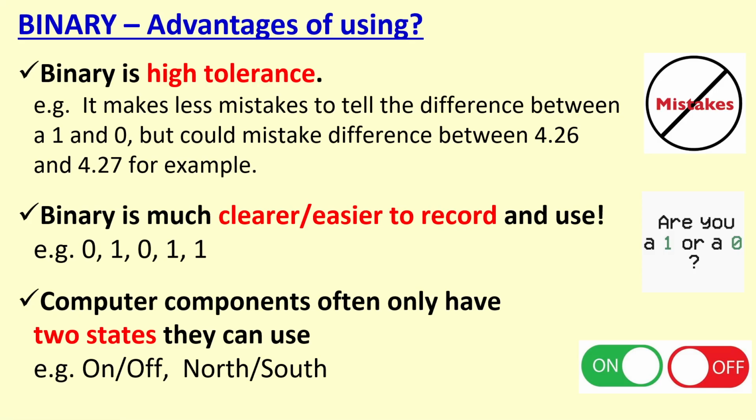Why, though, is binary used? Binary is high tolerance. That means it's less likely to make mistakes when you're telling the difference between 1 and 0 than you would be with a very accurate decimal number, for example 4.26 and 4.27. It's much clearer. It's either one or the other. It's much clearer to record and use as well. It's either 0, 1, 0, 1, 1. And computers often only have two states they can use, on, off, north, south, in the way they are made. So 3 clear reasons there.